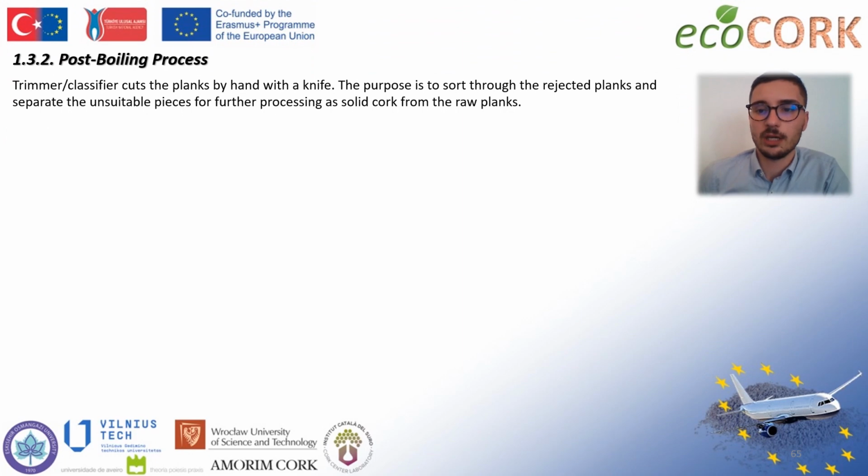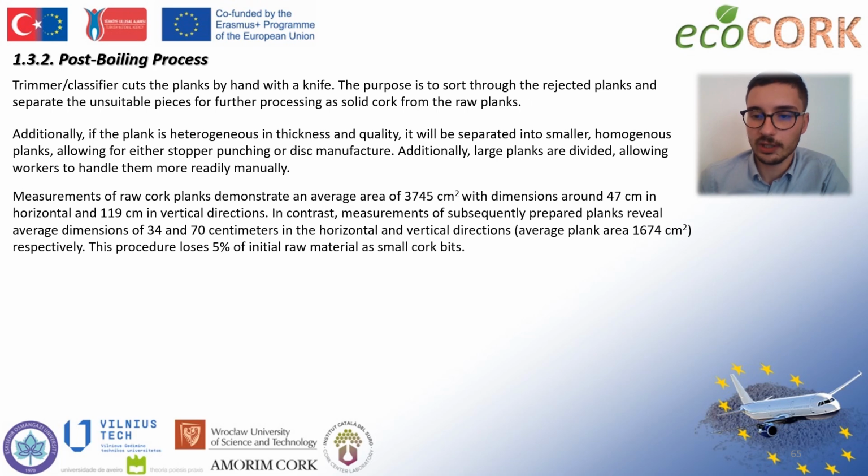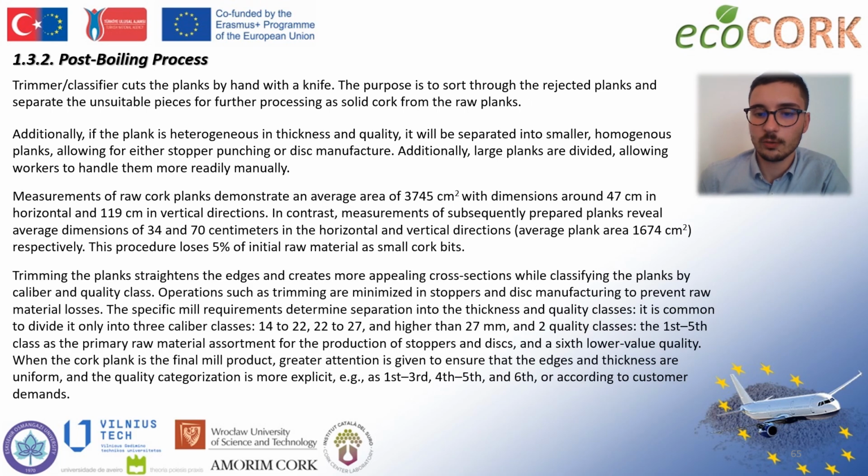The planks are cut by hand with a knife by the trimmer or classifier. The goal is to sort through the usable planks and separate the raw planks from the pieces that can be used to make solid cork. Trimming the planks makes the edges straight and the cross sections look better. It also sorts the planks by size and quality class.